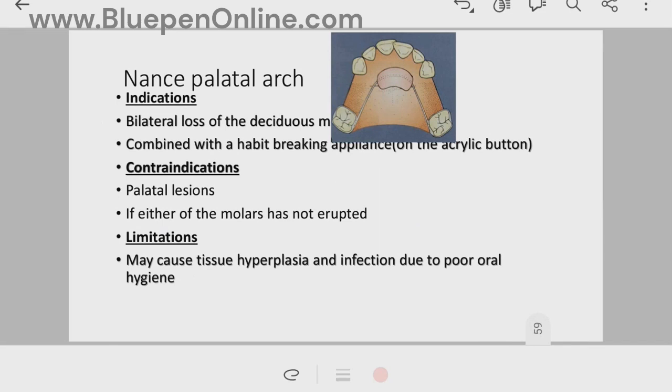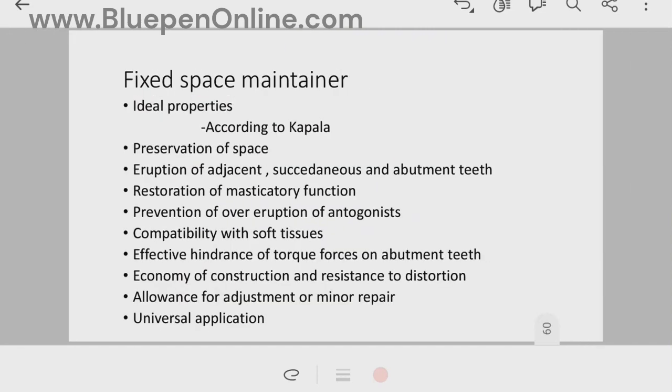Nothing interesting there. Now coming to the Nance palatal arch. See, this is a Nance palatal arch. You can see that button over there, right? That is your Nance palatal arch. For bilateral loss of deciduous molars, you can use this. It is combined with a habit breaking appliance on the acrylic button. Contraindication: if there is any palatal lesion, you can't use it. If either of the molars has not erupted, you can't use this because you need both of these molars for the help. This can also cause tissue hyperplasia and infection due to poor oral hygiene.